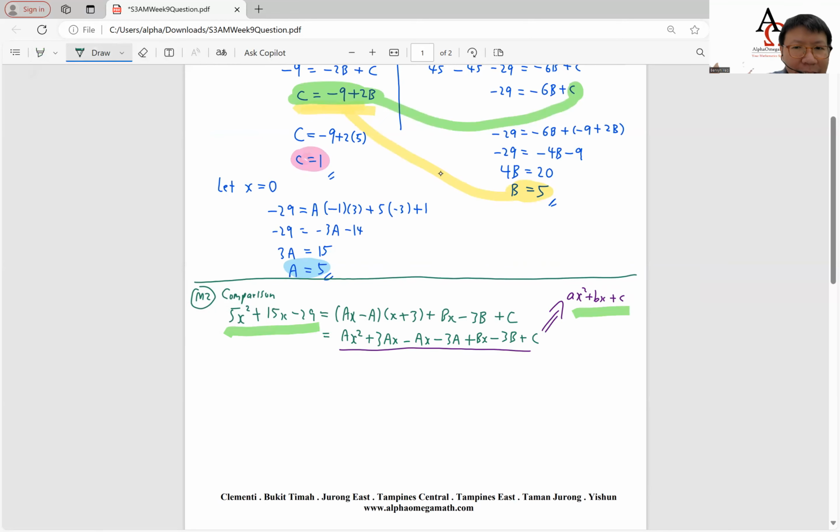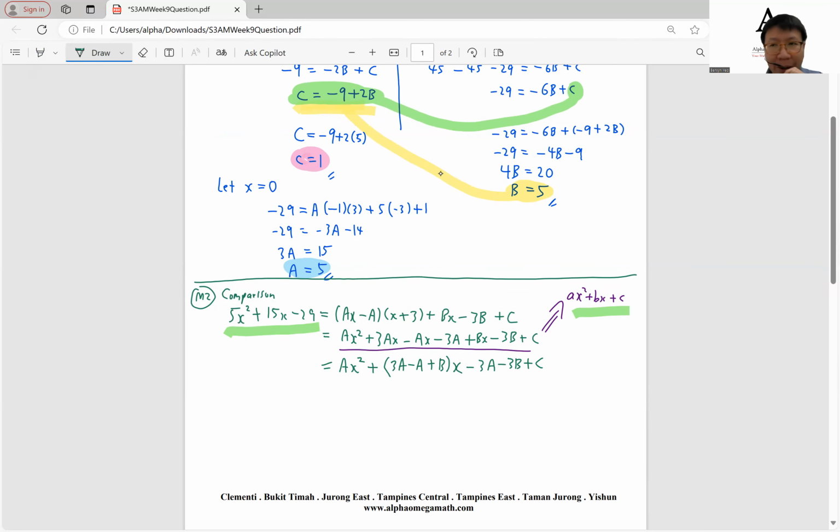So by simplifying, this will be our only x squared term. We have quite a few terms that contain x. So in the bracket, we have 3a minus a, plus b, factorize out the x, and the remaining constant term is minus 3a minus 3b plus c. So now we are able to do our comparison of the left and the right side.